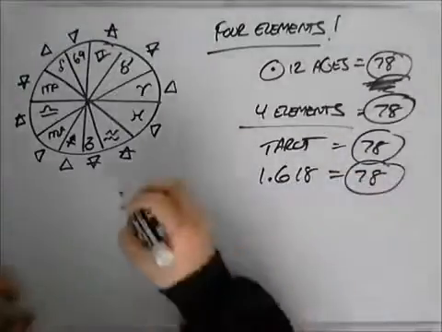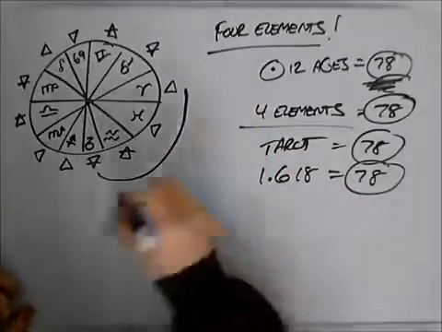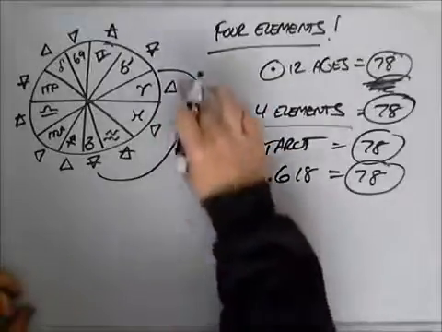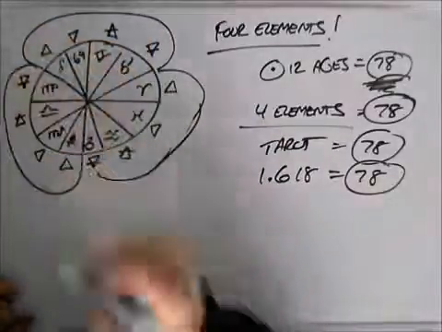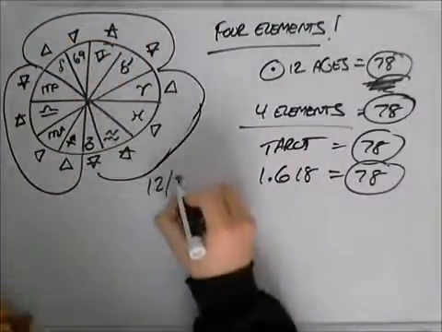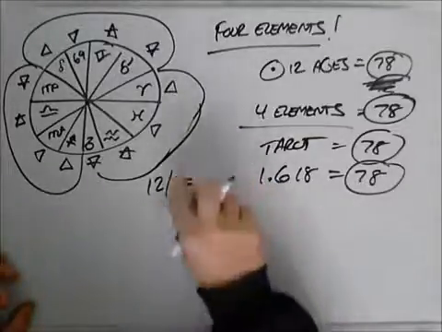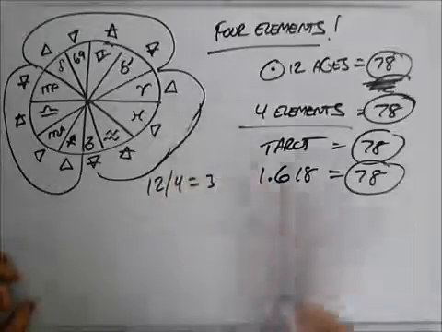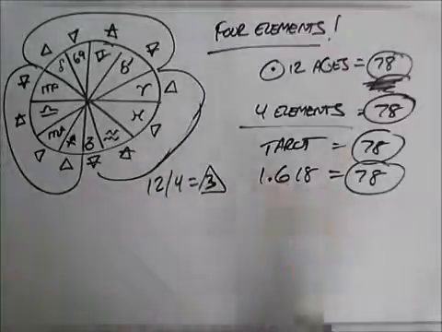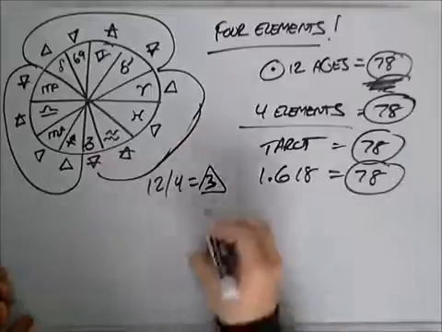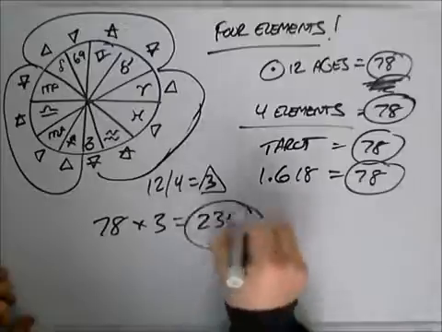Why is this important? So we have just one set of alchemical elements here. Earth, air, water, and fire. Earth, air, water, and fire. And earth, air, water, and fire. It's 12 divided by 4 elements, equaling 3 sets of those elements. Mighty Trinity. 12 ages of the zodiac, 4 sets of elements. We know that equals 78, and so 78 times 3 actually equals 234.